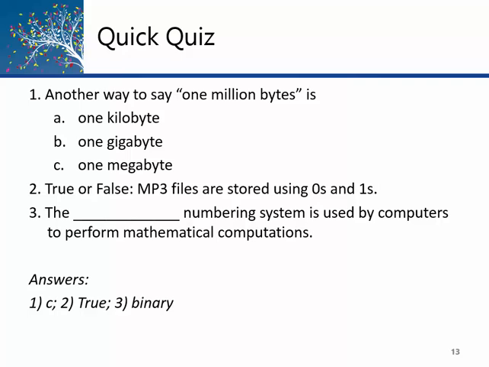True or false? An MP3 file is stored as ones and zeros. That's absolutely true. Everything inside the computer is stored as ones and zeros. And finally, on our little quick quiz here, the binary number system is what computers use to perform mathematical calculations. Without getting into it for our class, just like we do basic addition and subtraction using our decimal system, you can actually do the same thing with ones and zeros, and it behaves exactly the same way with carries and subtractions and borrowing. All those factors work in a binary system the same way they work in our system.